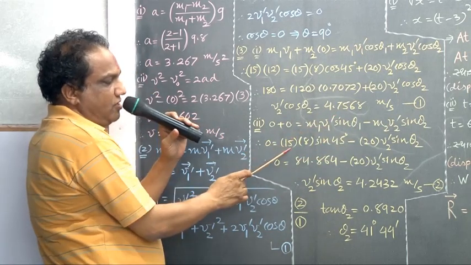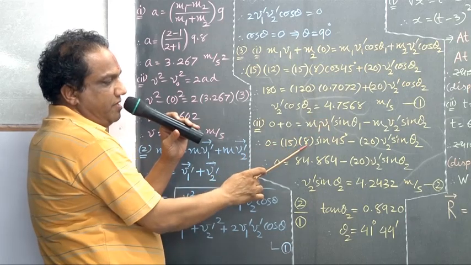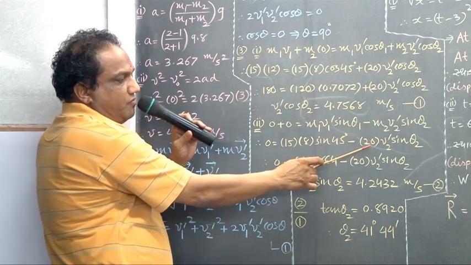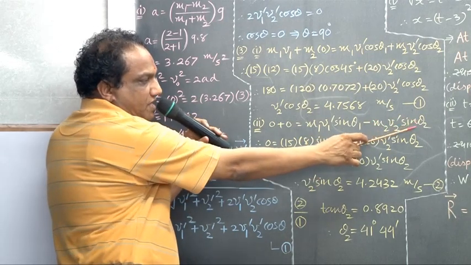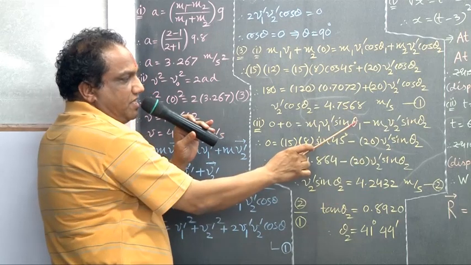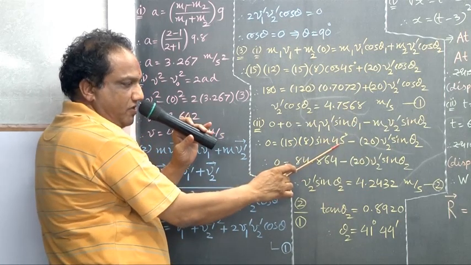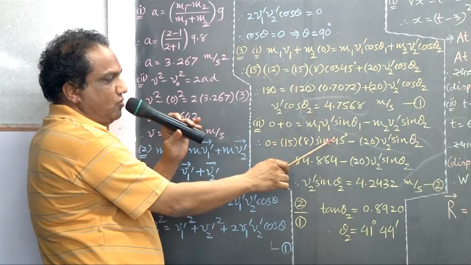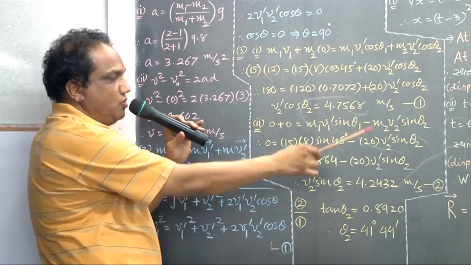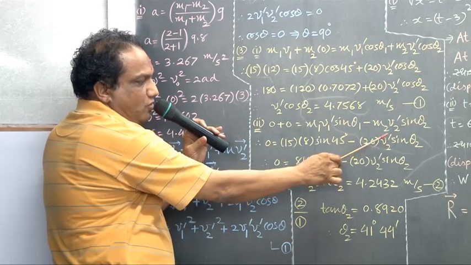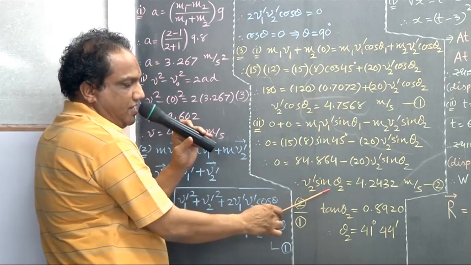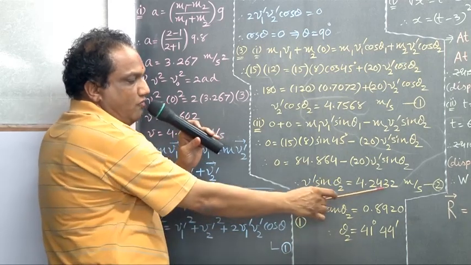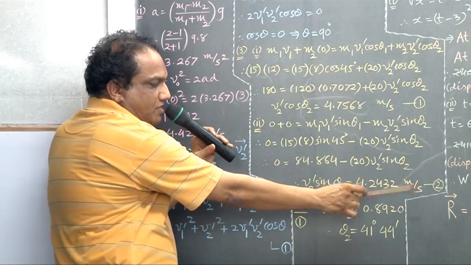Mass of first body 15 kilogram, final velocity of first body 8 meter per second, this angle theta 1 is given 45 degree. What about m2? It is 20 kilogram. v2 dash sin theta 2, this part as it is. Fine, and now simplify this. Sin 45 is 1 by root 2, which comes out to 0.7072. You can simplify, and ultimately you get the value of v2 dash sin theta 2 to be 4.2432 meter per second.